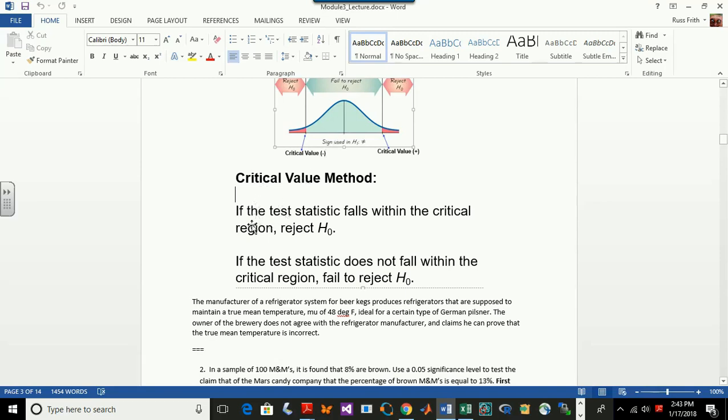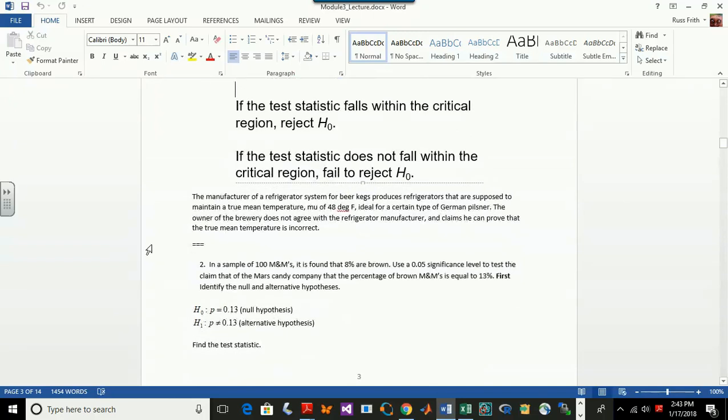In analyzing hypotheses, one technique is called the critical value method, and that's what I just explained. If the test statistic falls within the critical region, reject H naught. The critical region is the magenta colored region in this graph. If the test statistic does not fall within the critical region, fail to reject H naught. The non-critical region is green. Let's do this example.